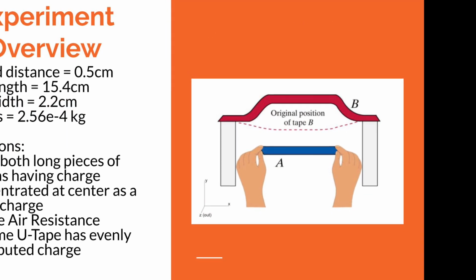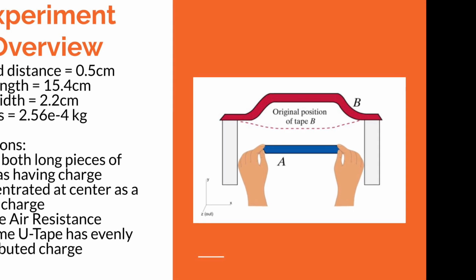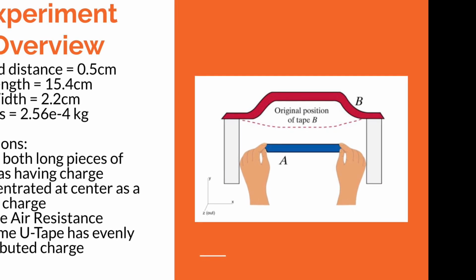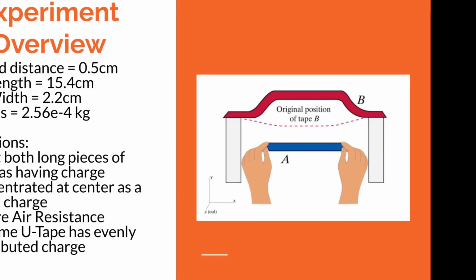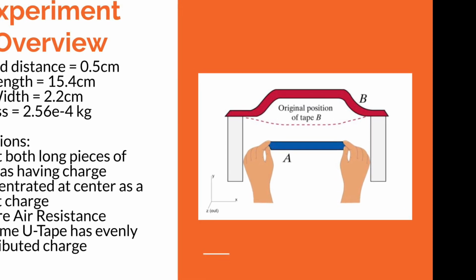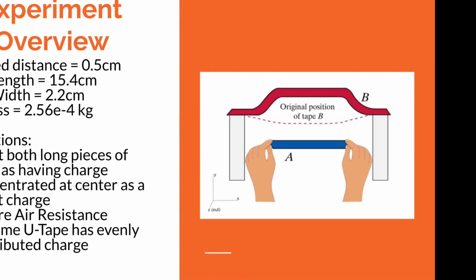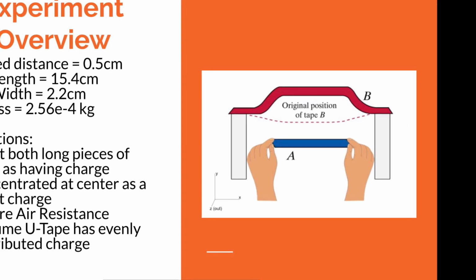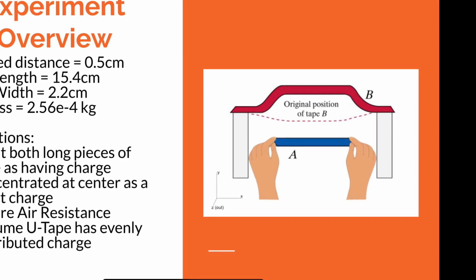Shown to the right here is a diagram of the experiment that is conducted. In the top left, you can see a few constants measured from this experiment, including the distance between the two pieces of tape, the length of tape B, the width of tape B, and the mass of that tape.